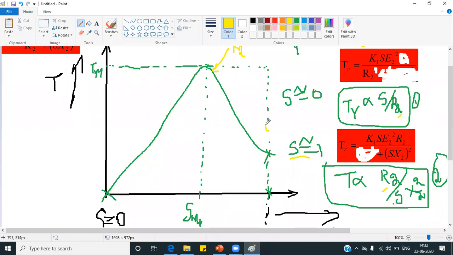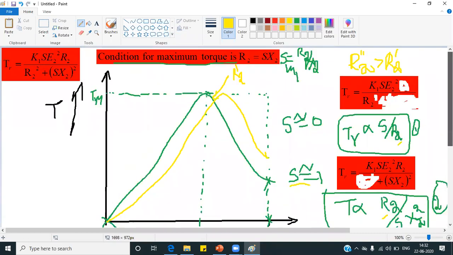I am drawing right now, will be above the R2 dash line, and here it will be below this. Why is it like this? You have to observe that. There are many points to observe here.